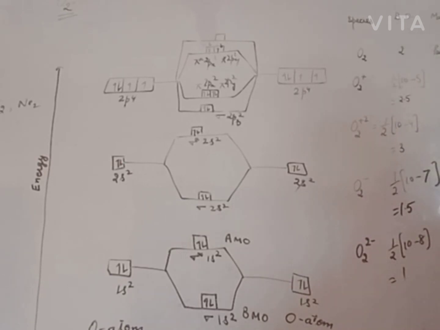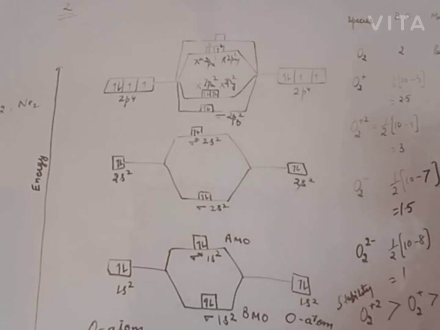Arrange these according to stability. Which one is most stable? The answer is oxygen di-positive, most stable as compared to oxygen positive, which at 2.5 is less than that. Then O2 with bond order 2, then from these two, O2 negative, then O2 di-negative. This is the stability order. That means oxygen di-positive is the most stable, and O2 di-negative is the least stable.